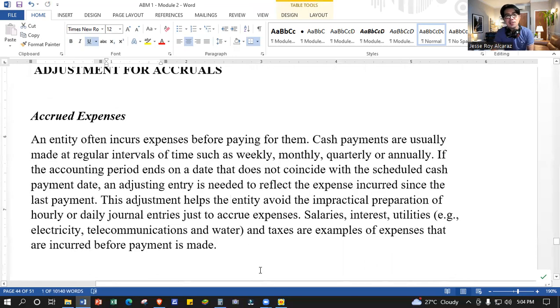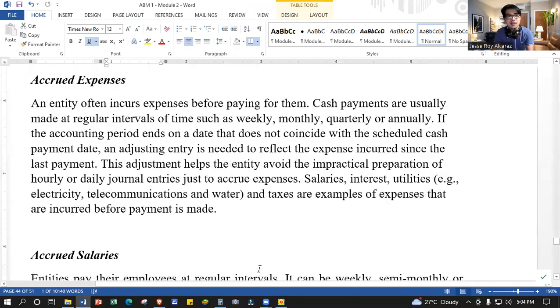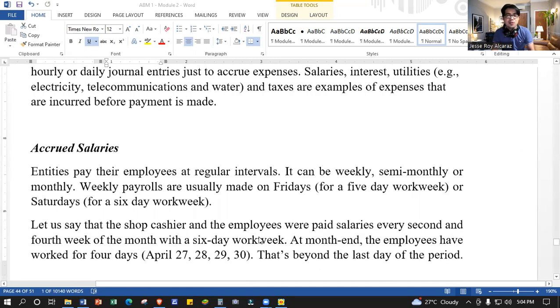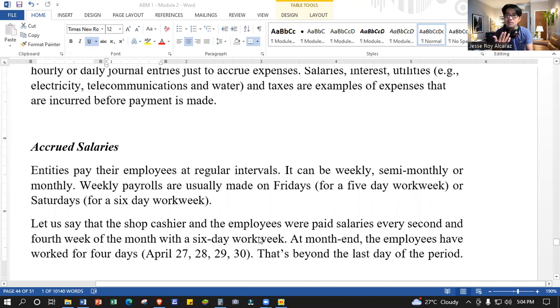Okay, for accruals naman, accrued expenses. When we talk of accrued expenses, it refers to expenses incurred but not yet paid. For example, you received a bill for electricity. You have already used the electricity, water, and internet, so you have to record them as expenses. However, since you haven't paid yet, you will also be recording a liability account.